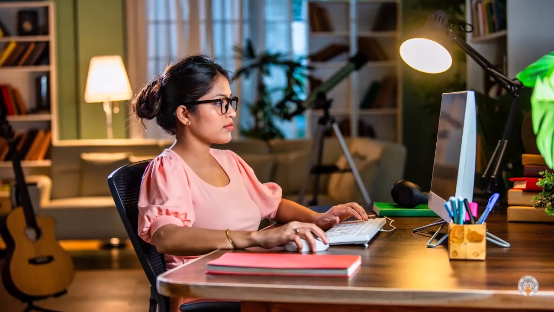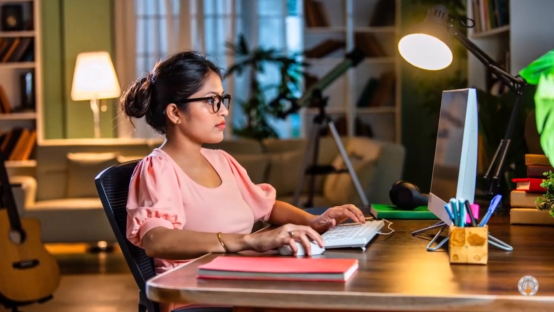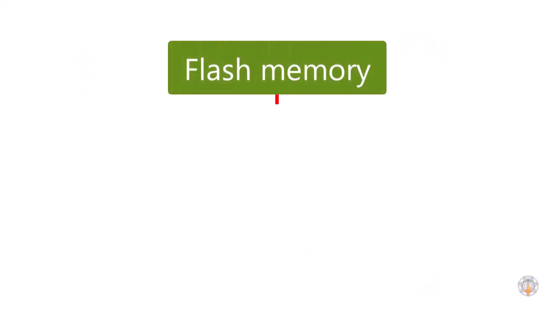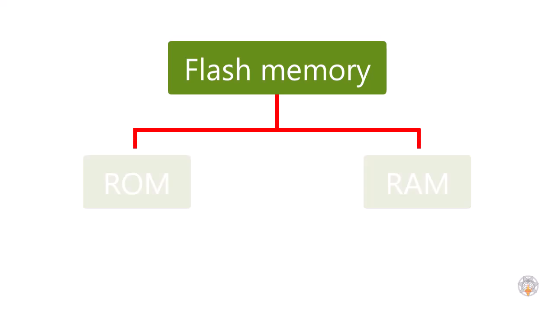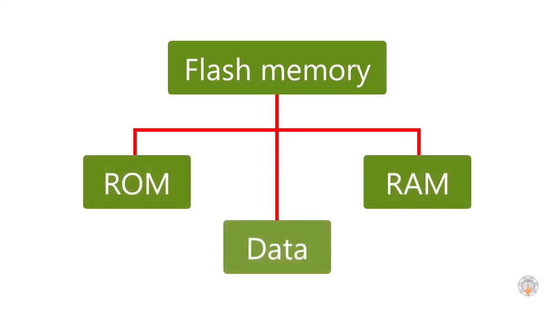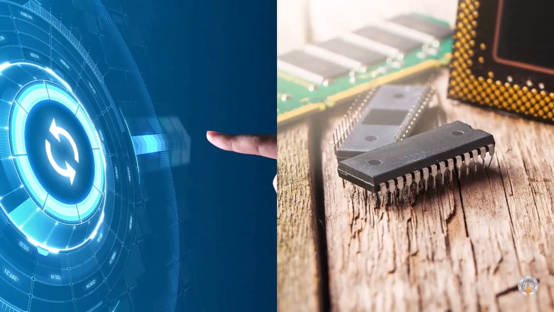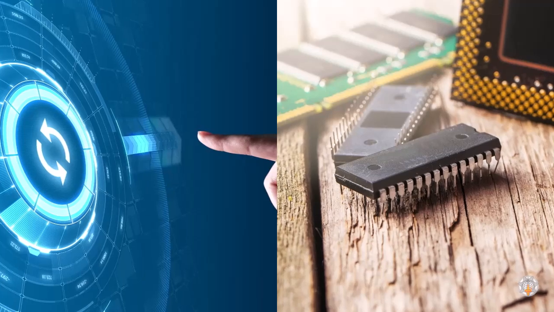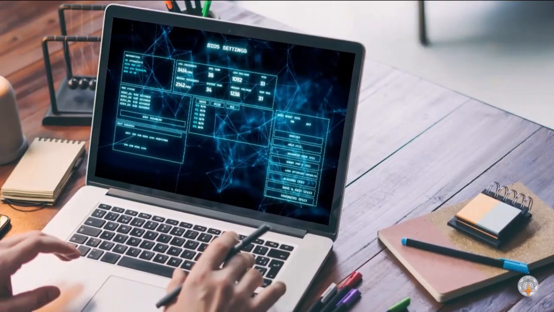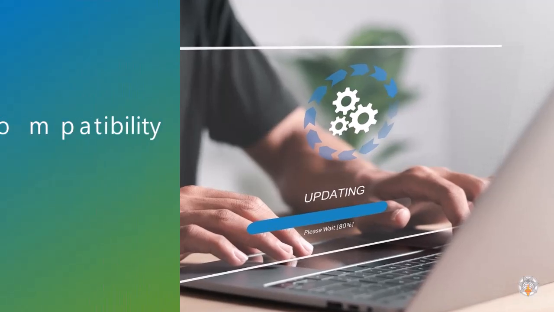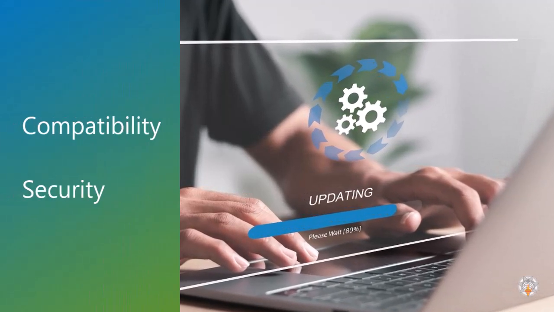Maya was curious why flash memory is used instead of regular RAM or ROM. The teacher explained that flash memory combines the best features of both. It keeps data even when the power is off, like ROM, and it can be updated when needed, unlike traditional ROM. This makes flash memory perfect for storing the BIOS, which sometimes needs updates for better compatibility or security.